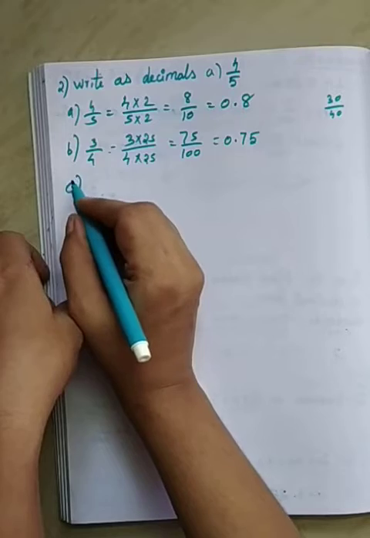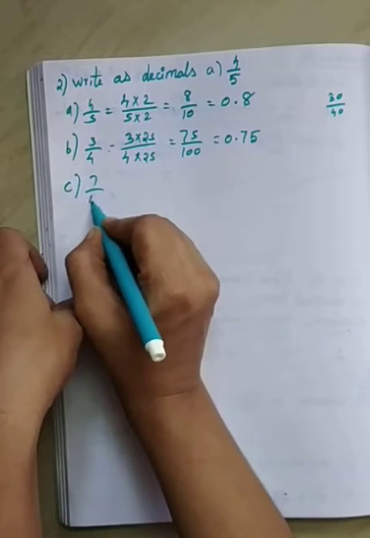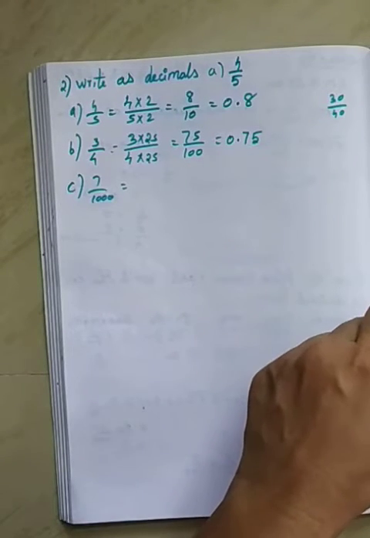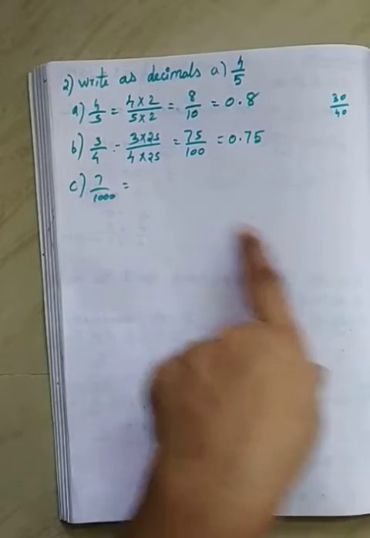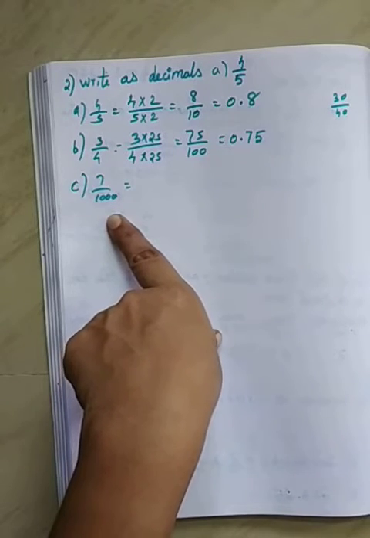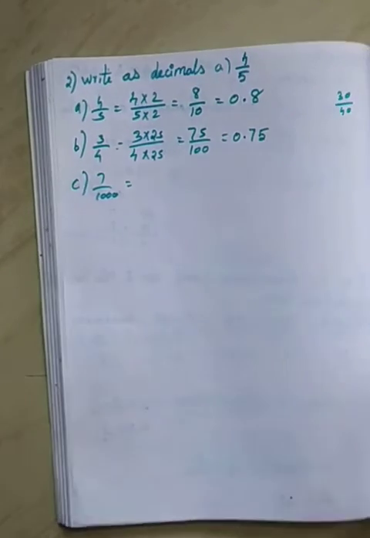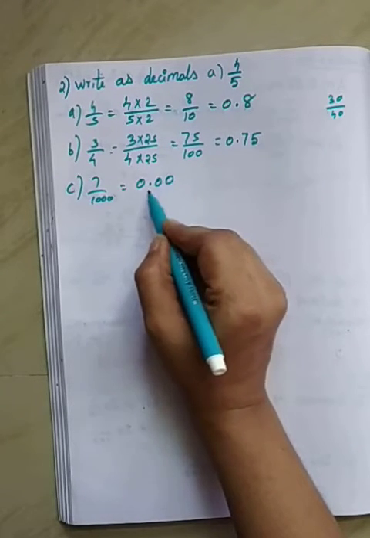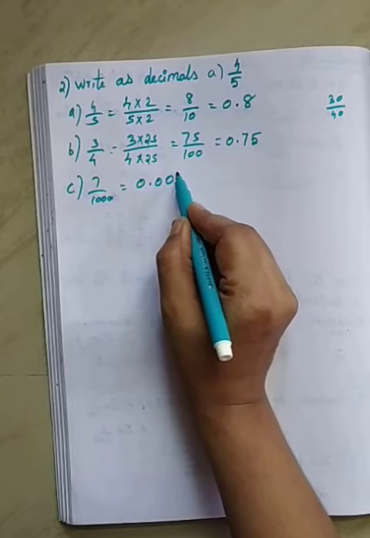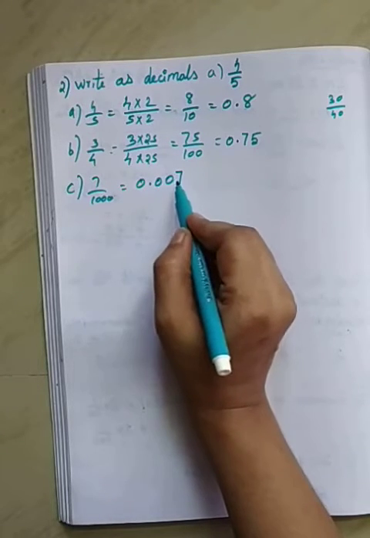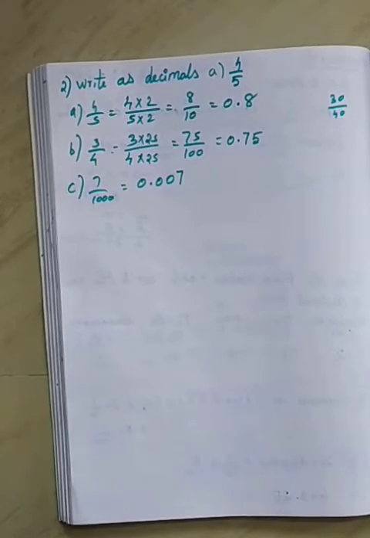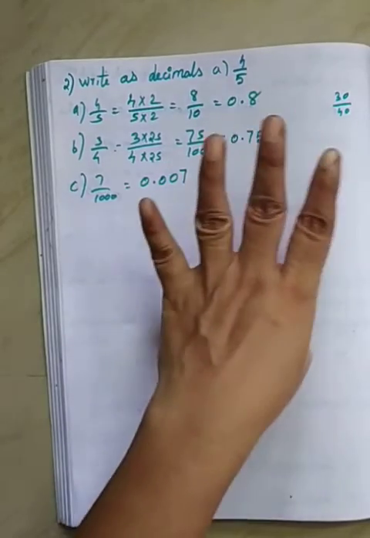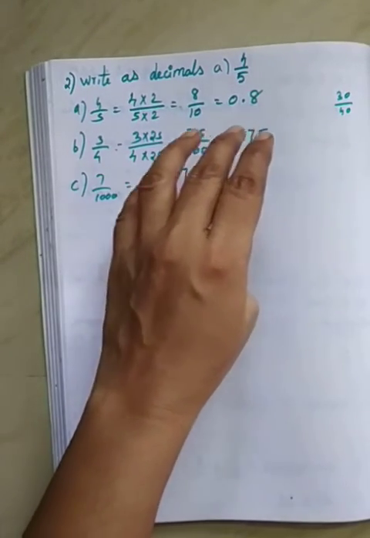See the next one. 7 by 1000. See here, the 10th and the 100th place is 0. Right? So directly you can write 0.0, the 10th and 100th place is 0, and then you write 7. So 0.007. Everybody clear?